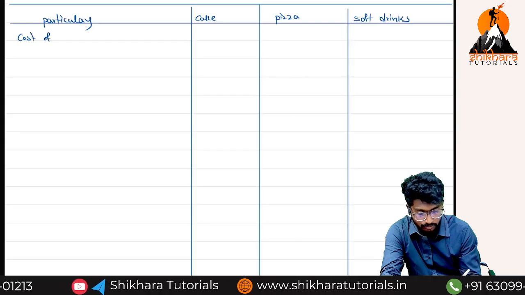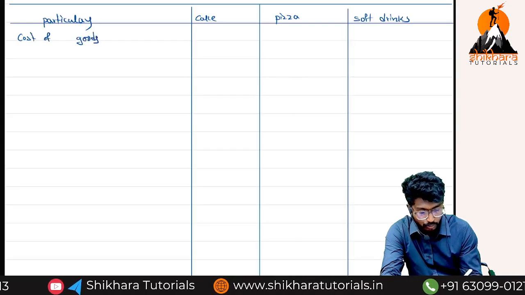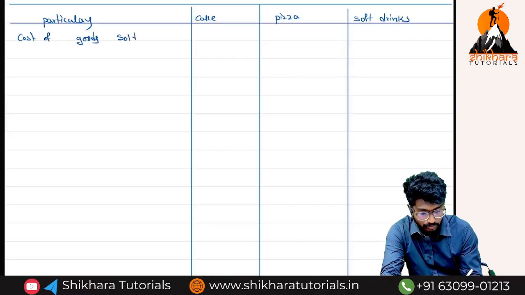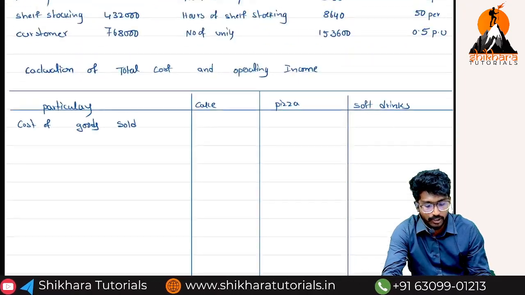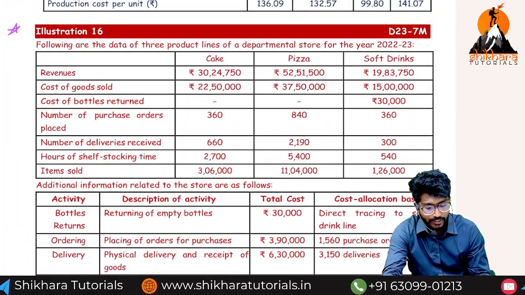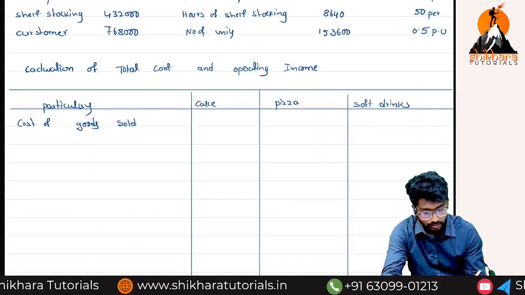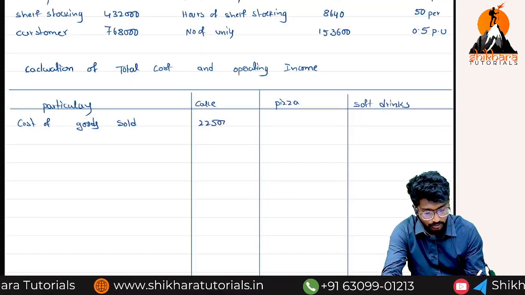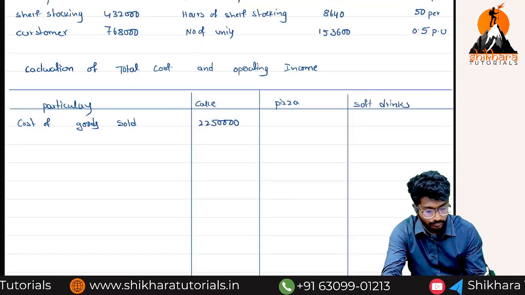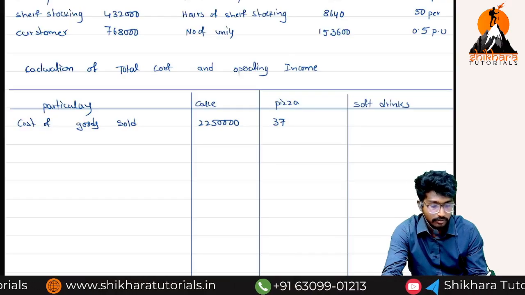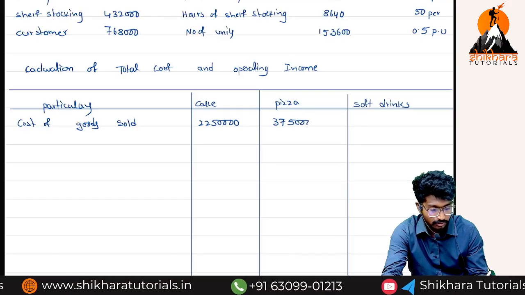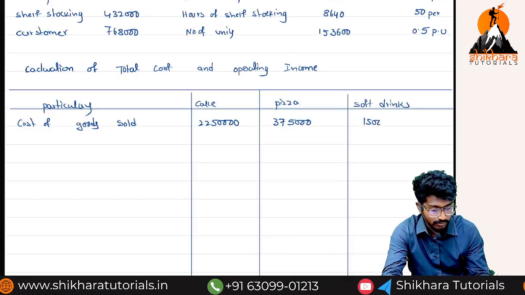Cost of goods sold. What is the cost of goods sold? Tell me. 22 lakhs 50,000. 22 lakhs 50,000. Next, 37 lakhs 50,000. 15 lakhs.